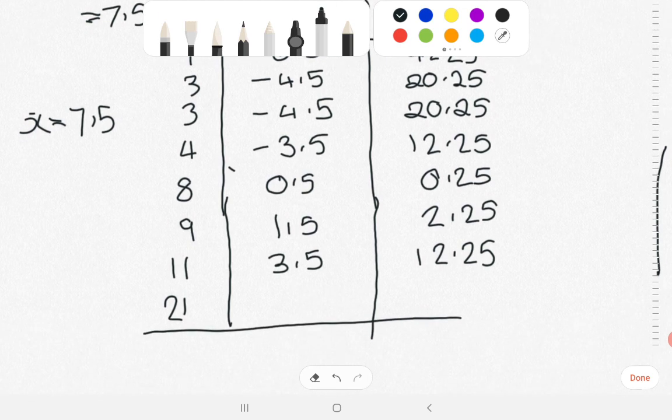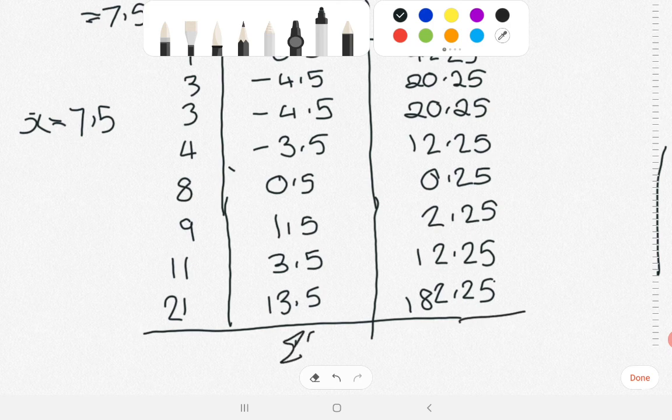Now, finally, 21 take away 7.5 is 13.5. And if we square that, we're going to get a big number here. We're going to get 182.25. Okay, so to get the sigma of x minus x bar all squared, we're going to add all these up.